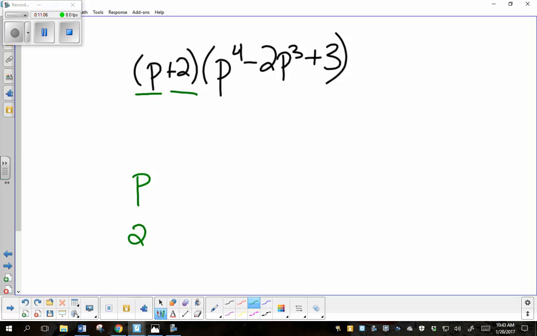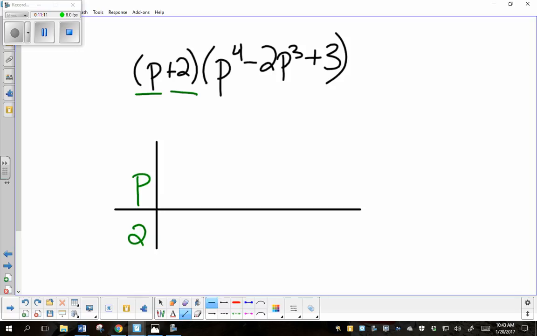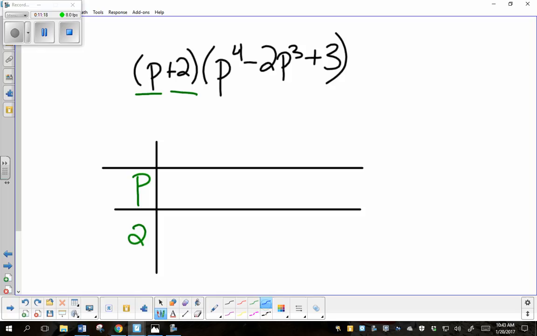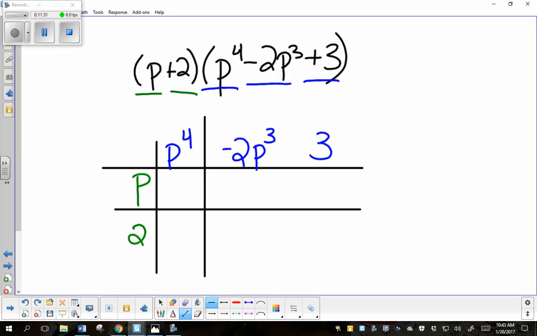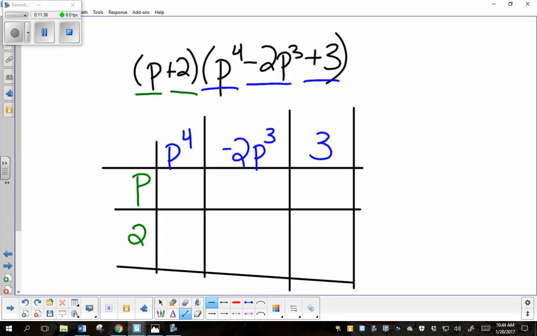So then what we're going to do is, let me get some lines here. We're going to write at the top of the grid all the terms in the other polynomial. So in my other polynomial, I've got a p to the 4, a negative 2p to the 3, and a positive 3. So these are going to be what makes up my grid here, and this grid will help us make sure that each term gets multiplied by each other term in both polynomials.